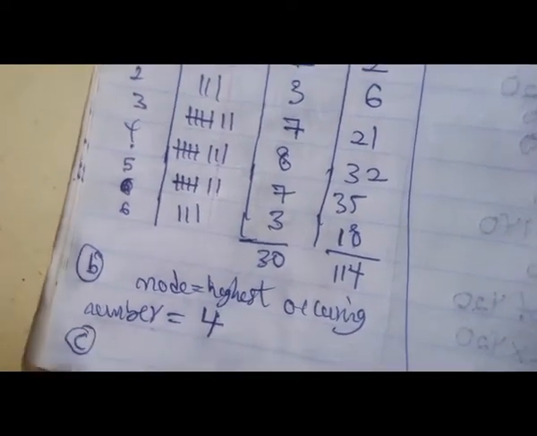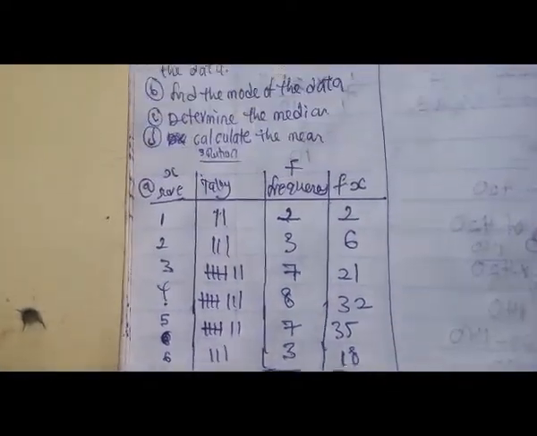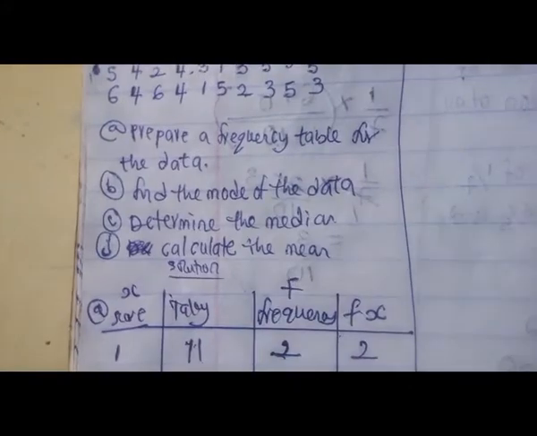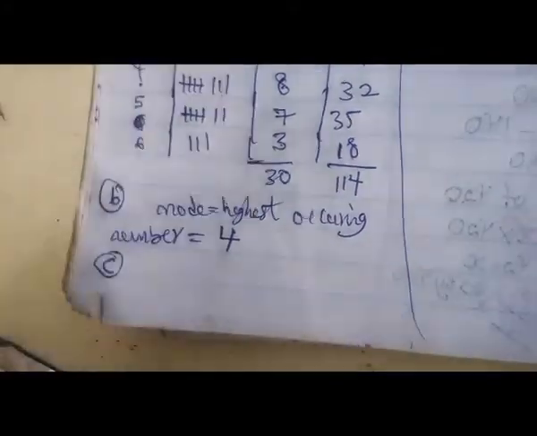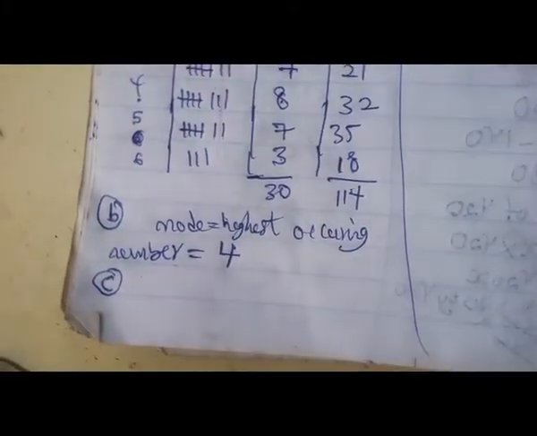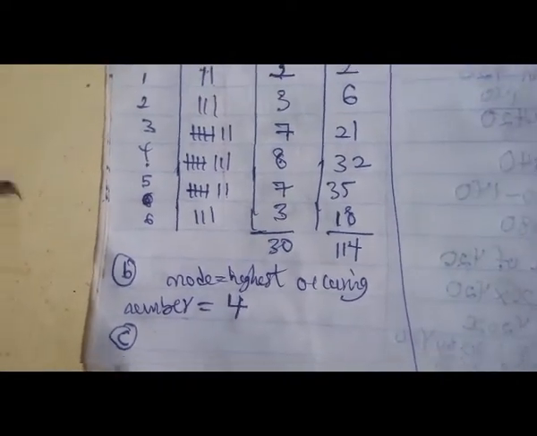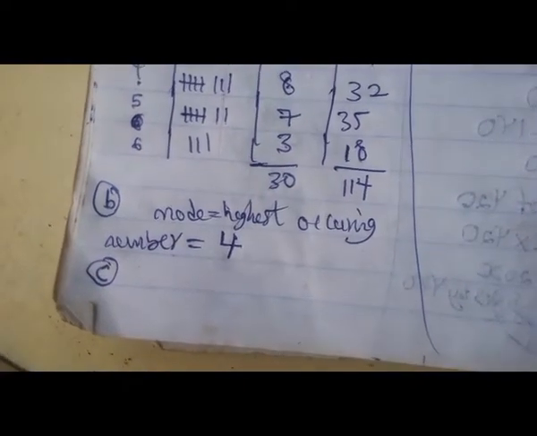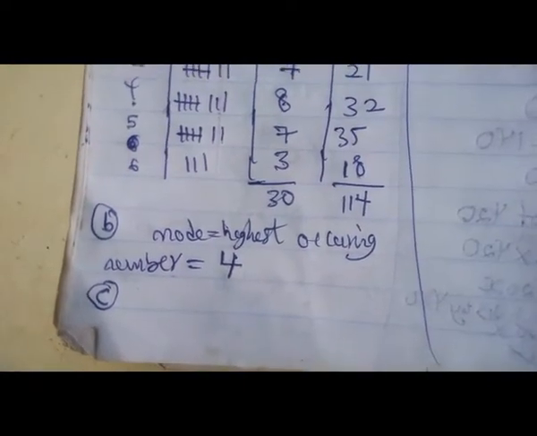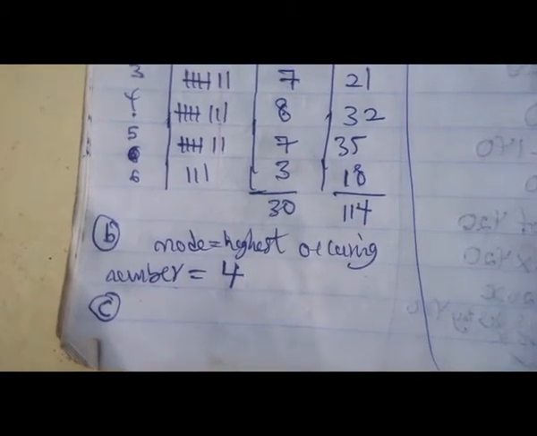And C says determine the median. The median is the middle number after you have arranged it in ascending order or descending order. So I arrange them in ascending order from 1 to 6. The total number here is 30. So to get the middle number, I'll first divide it by 2. 30 divided by 2 is 15. So let's know where the middle number is.